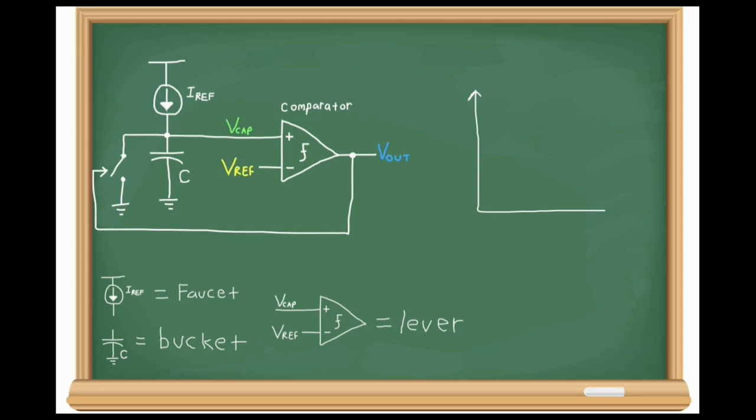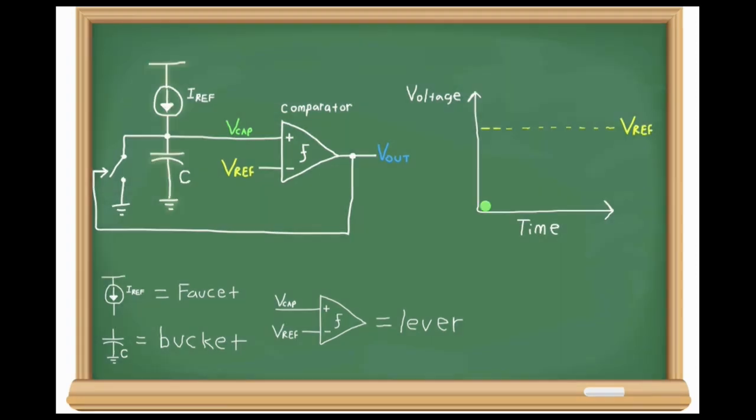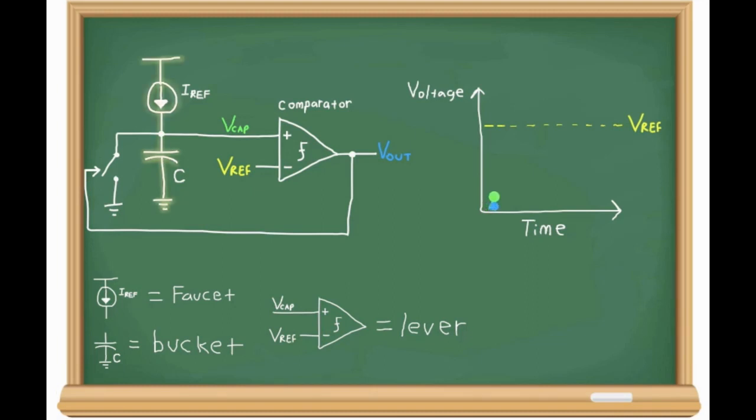Now, let's look at the voltage that this circuit produces over time. First, let's just assume Vref is some arbitrary value, and it stays constant across time. We'll assume that the voltage of Vcap and Vout are both zero. The reference current flows onto the capacitor, charging its voltage up. This means that Vcap will start to increase. Eventually, Vcap crosses Vref, and the comparator recognizes this and transitions its output voltage high.